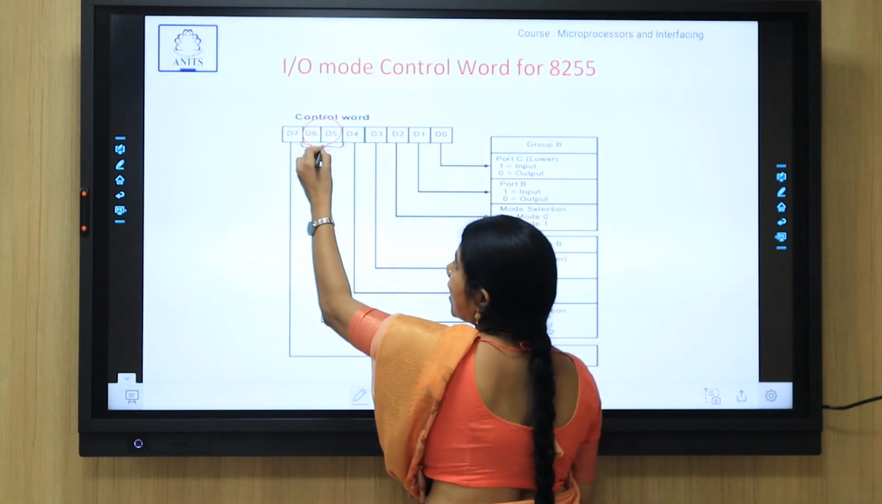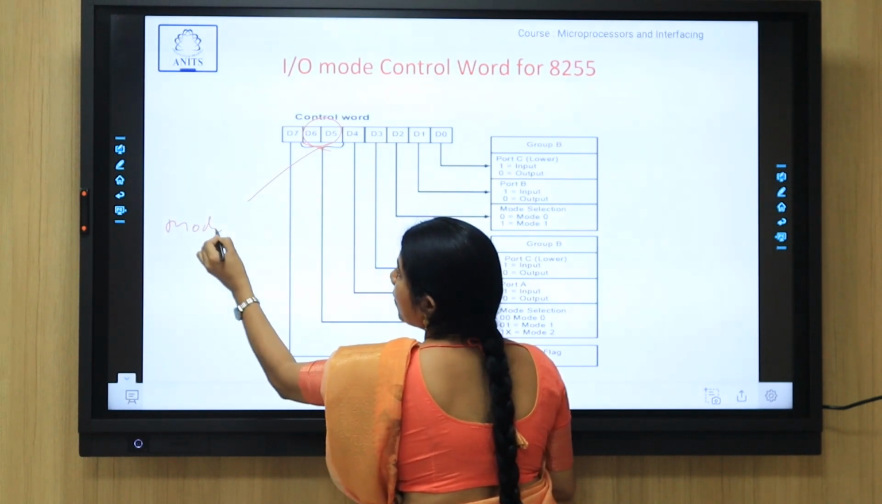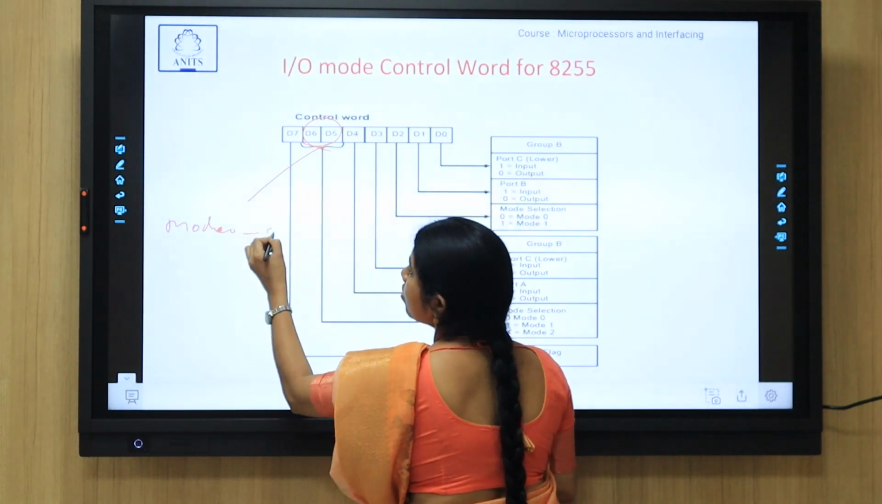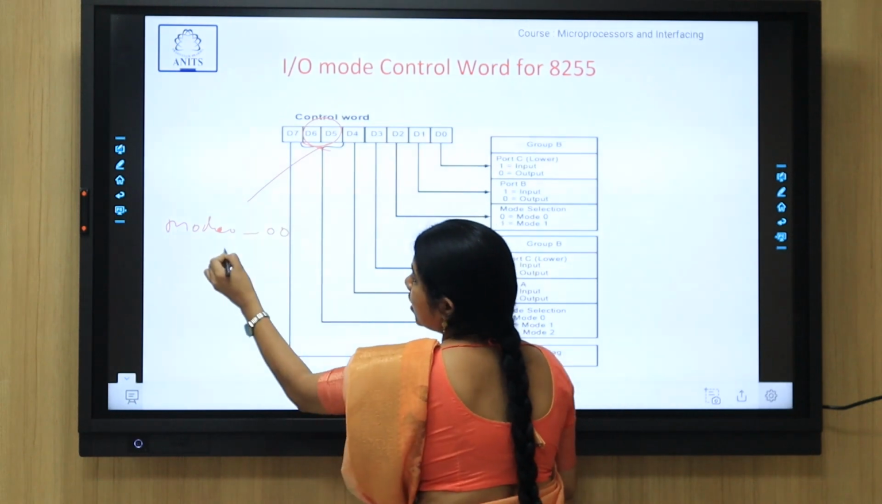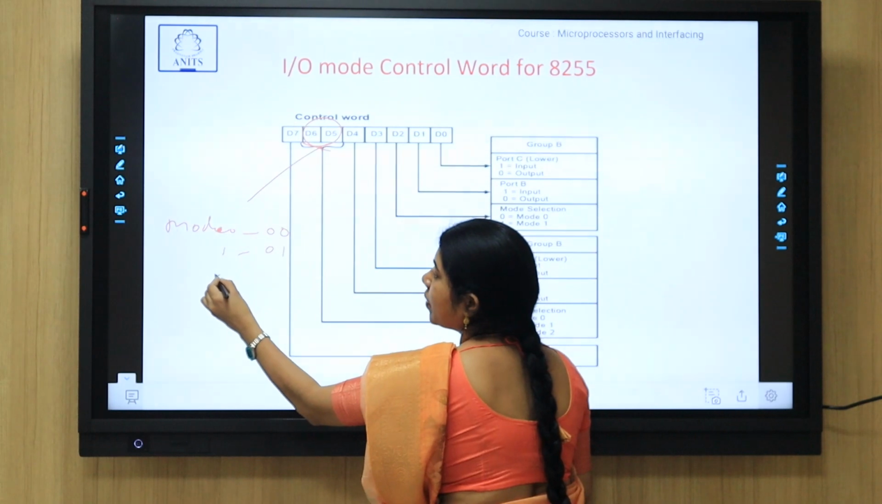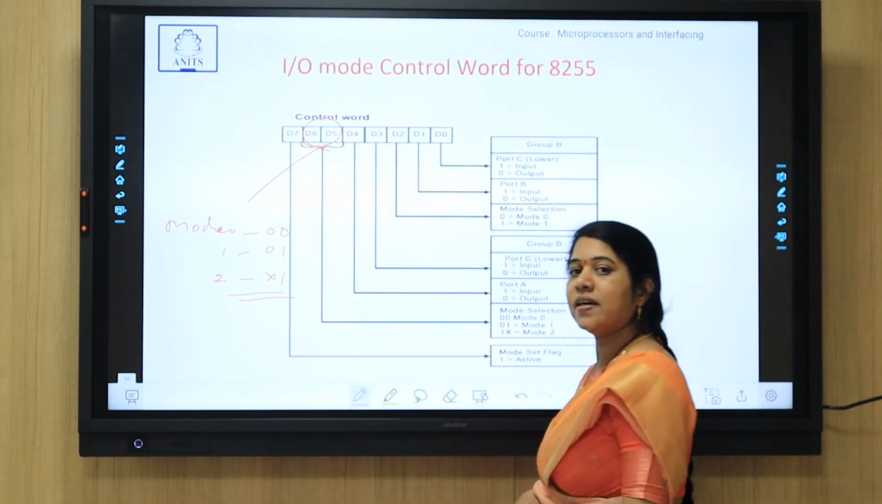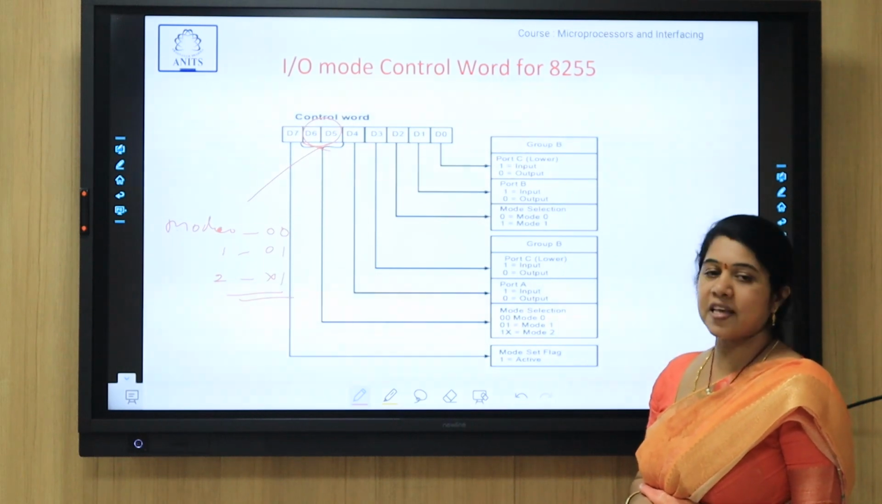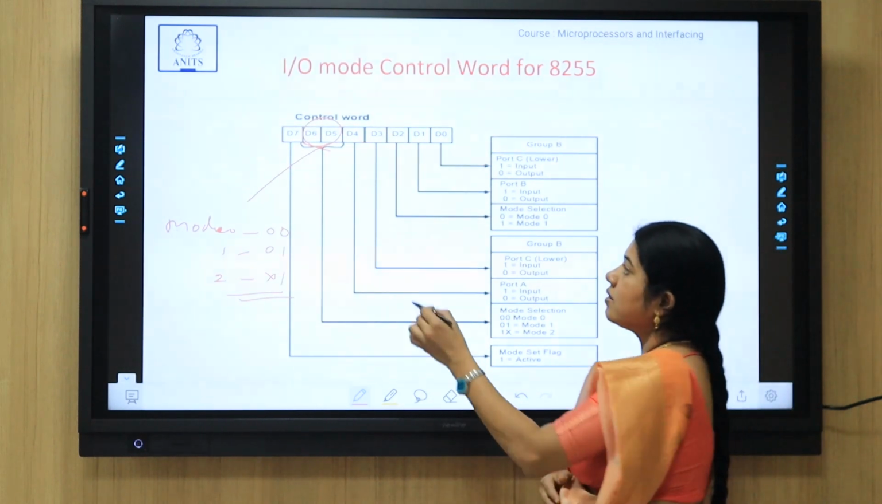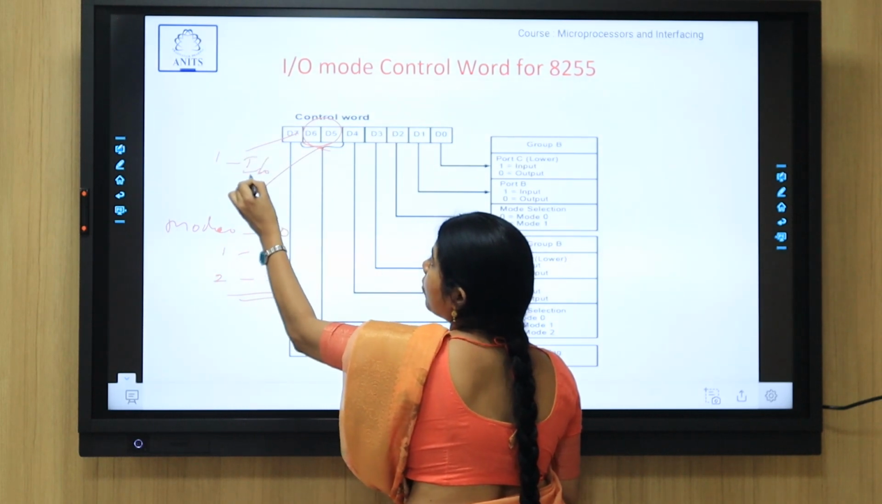In order to select the mode of operation of port A, to operate port A in mode 0, both the bits are 0, 0. In order to operate in mode 1, these two are 0, 1. In order to operate in mode 2, this will be X1. Like that, the mode of operation will be selected.